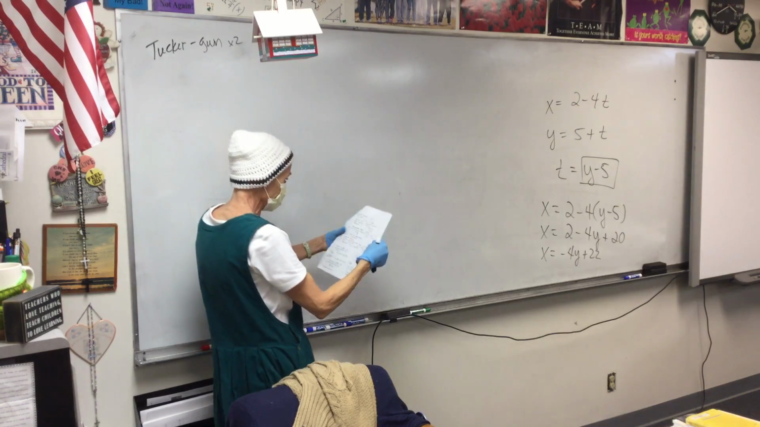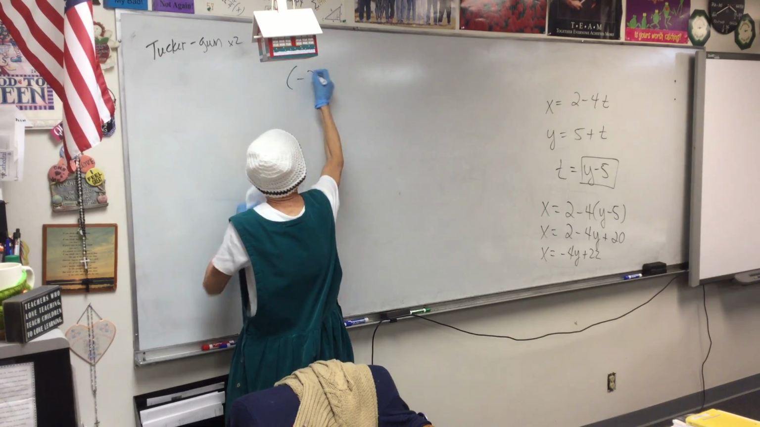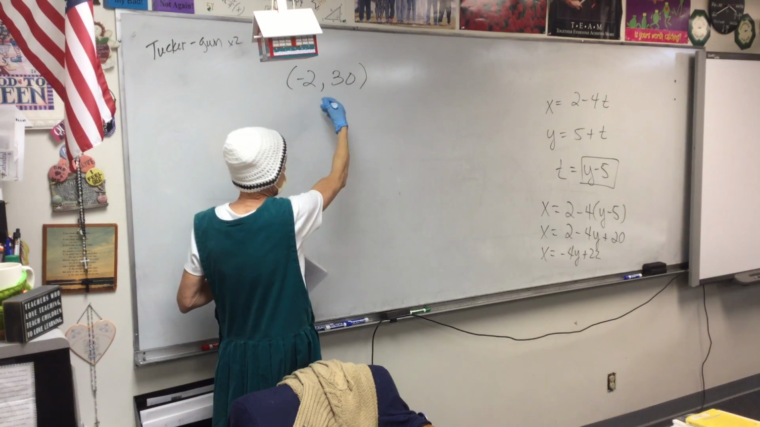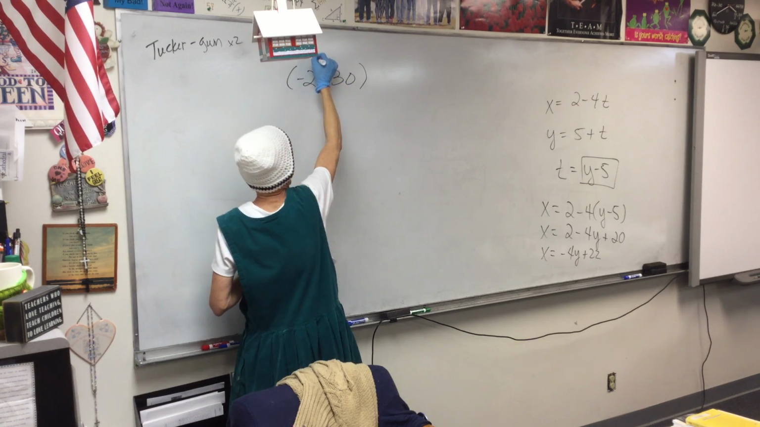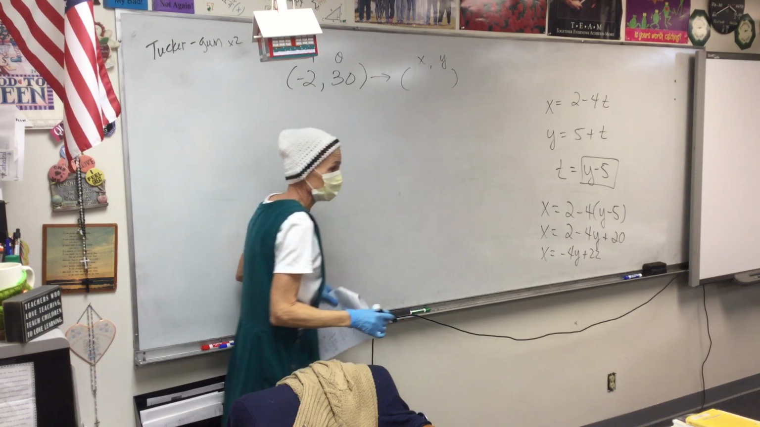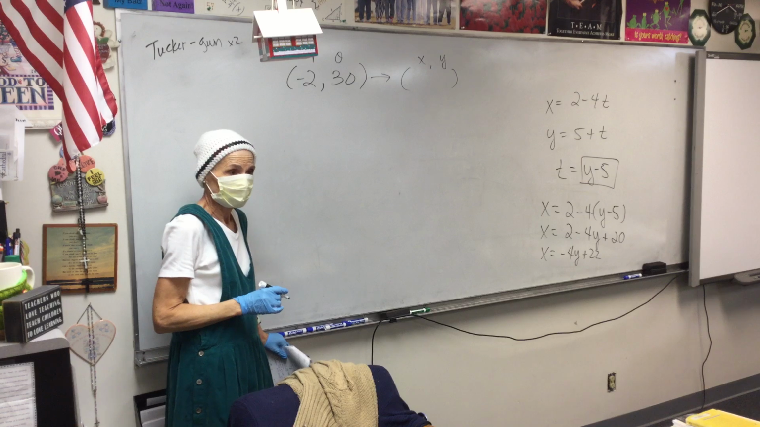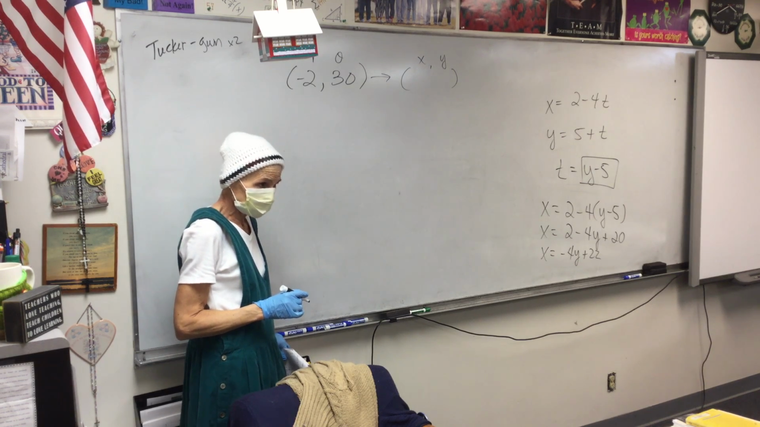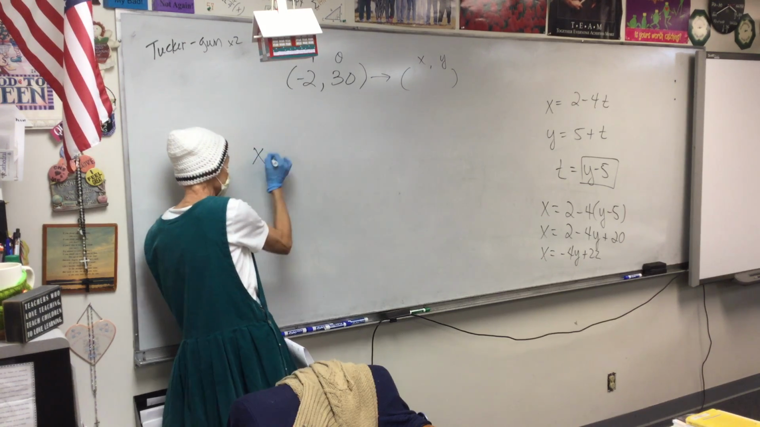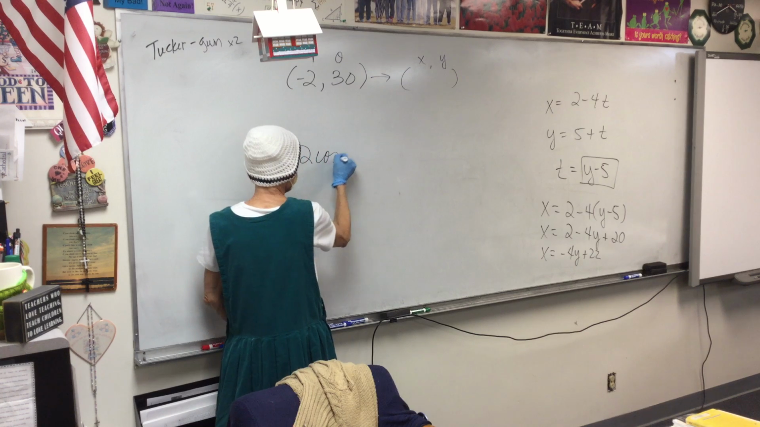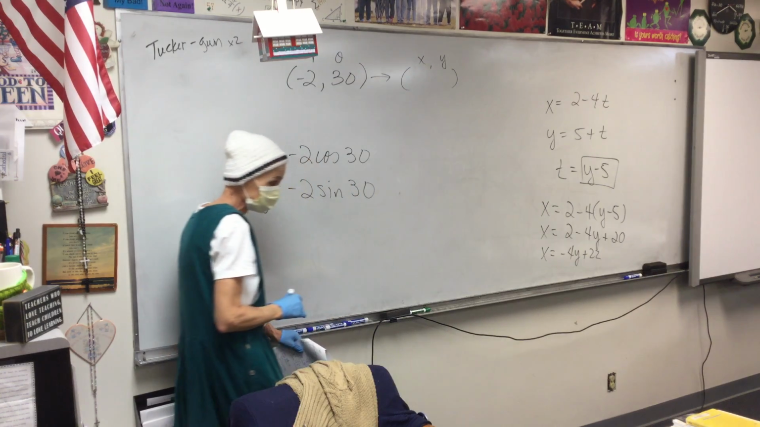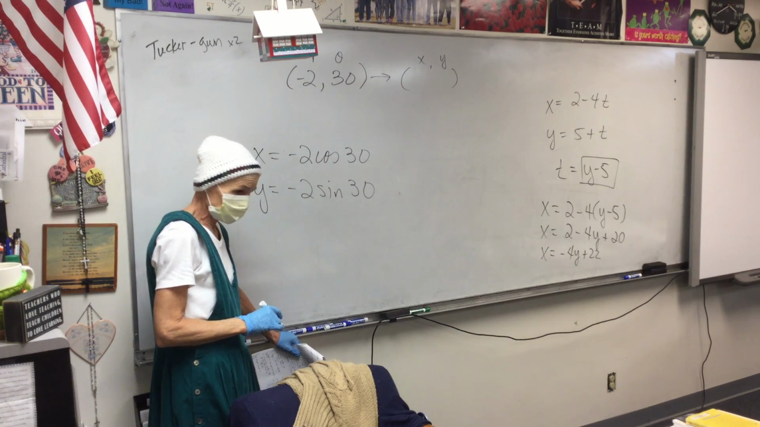So here we go. Convert to rectangular coordinates. What does that mean? What are these? They are R and theta, and we are looking for x and y, right? How do we find x and y? You've got little formulas you were supposed to memorize. x equals r cosine theta, so negative 2 cosine 30. y equals negative 2 sine 30. It's that easy, right?